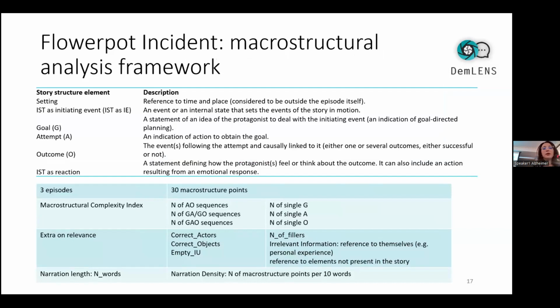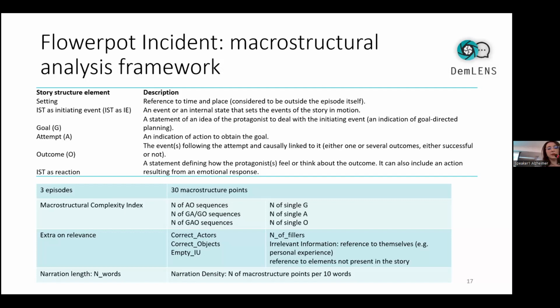Now, moving on to the flower pot incident, the picture sequence narrative, here is the framework for the microstructural analysis. For every episode, that story had 3 episodes, we had the setting, so the reference to time and place, initiating event, a goal, an attempt, an outcome, and a reaction to the initiating event. All that accumulated to 30 microstructural points.